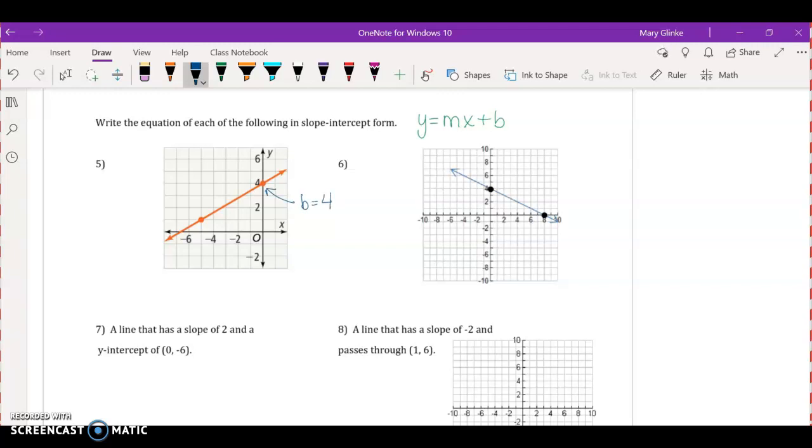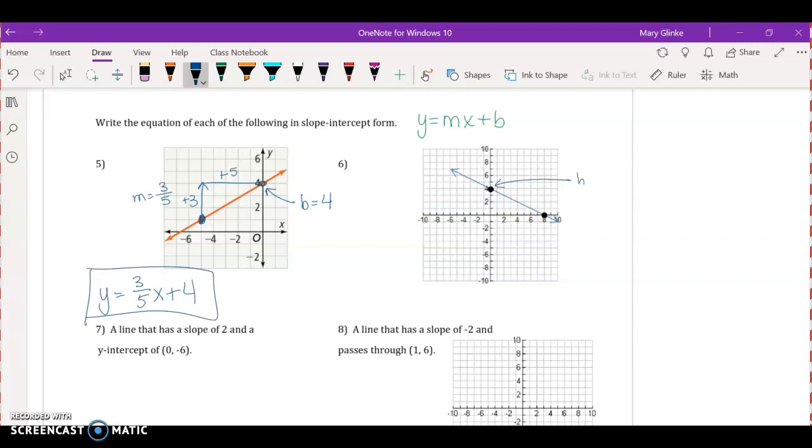My slope, I'm going to count. So I'm going to start at one point and go to the other. So notice here I'm going up 3 and I'm going right 5. So my slope here is rise over run. It would be 3/5. So my equation then is y equals 3/5 x plus 4. So let's try the next one here.